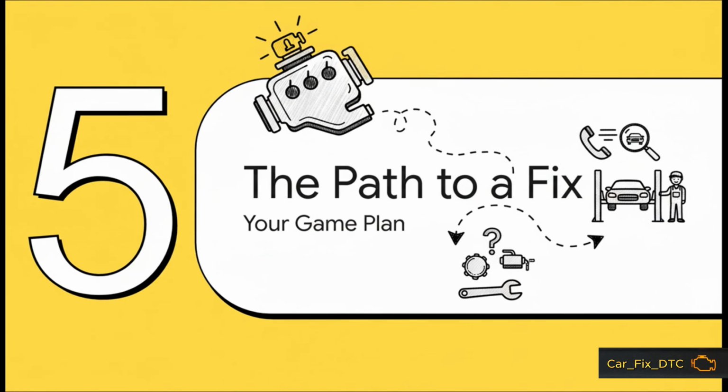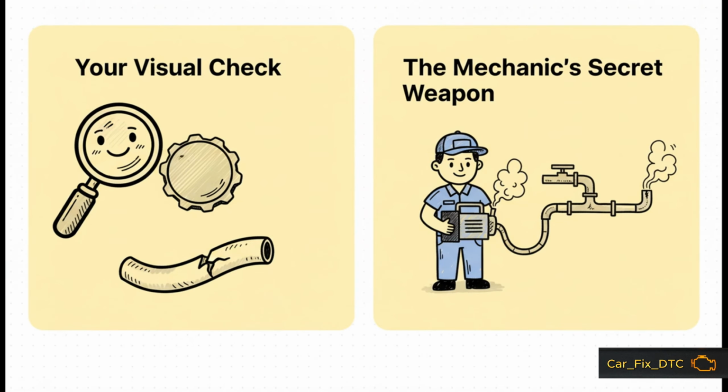All right, so with all these possibilities in mind, what's your game plan? How do you go from seeing that light on your dash to finding the solution? Well, it really comes down to knowing what you can check yourself versus when it's time to bring in the big guns. So here's the breakdown. You can absolutely do a visual inspection. Check your gas cap seal. You can trace the evap hoses you can see under the hood or near the gas tank. You're just looking for anything that seems obviously cracked or disconnected or just worn out.